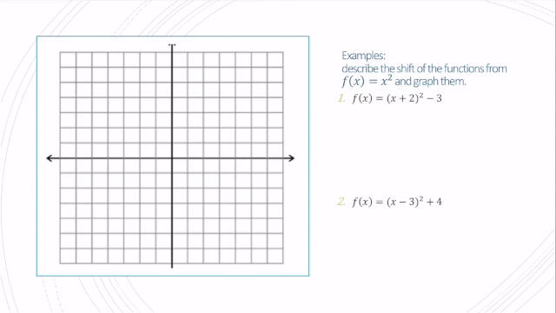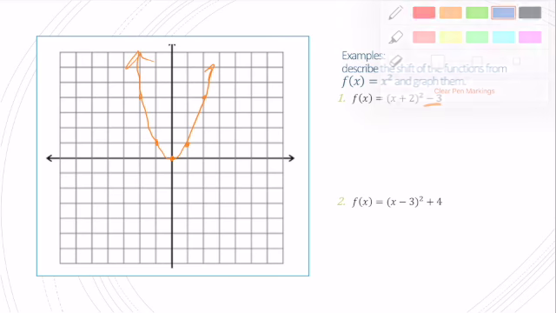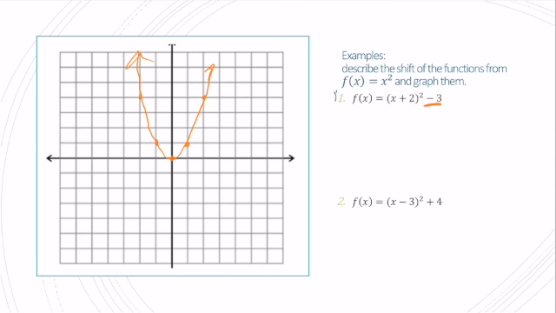So let's describe the shift of these functions from x squared and graph them. So I know I'm going to be shifted up 3. So let's go ahead and draw x squared. Let's make it look like a parabola. Okay, so let's go ahead and graph in blue problem number 1. So I know my graph is going to be shifted up 3.